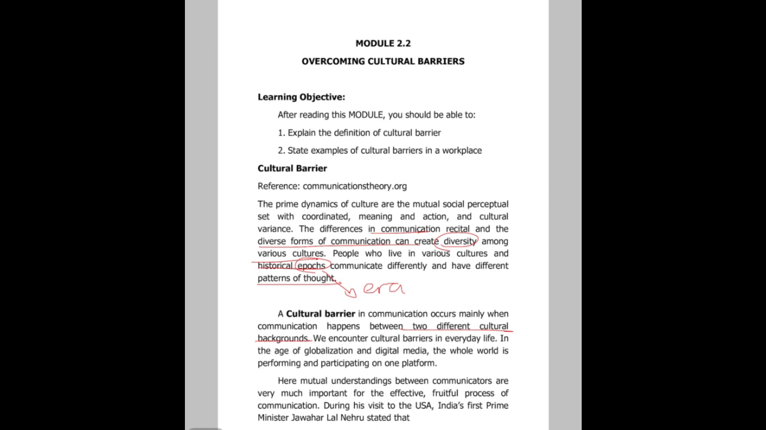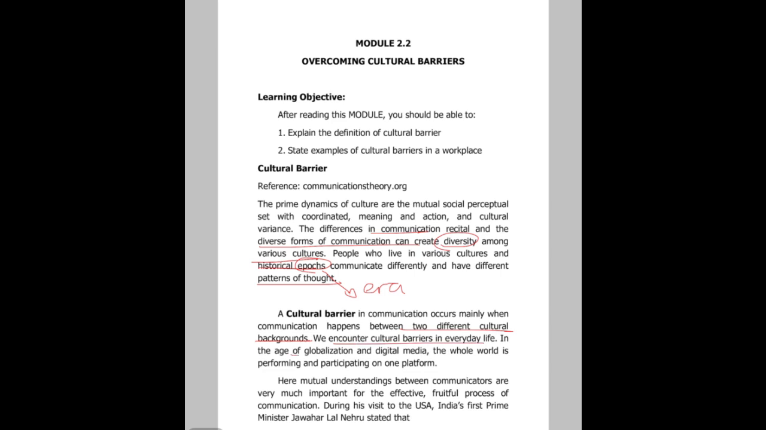Because as I've mentioned many times, we are a diverse people. It means iba-iba tayo, we are different. So, nangyayari lang yung cultural barrier if two people meet without even understanding one another. So, ibig sabihin, magkaiba. Nag-usap yung magkaibang tao. So, magkaiba rin sila ng standpoint or pananaw sa buhay. We encounter cultural barriers in everyday life.